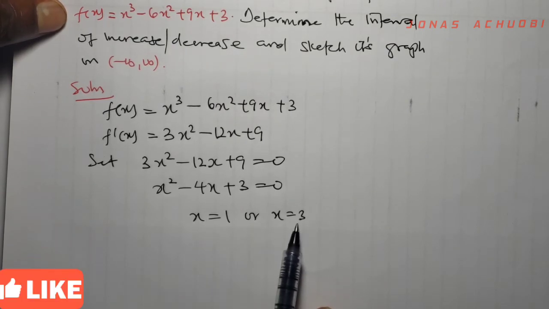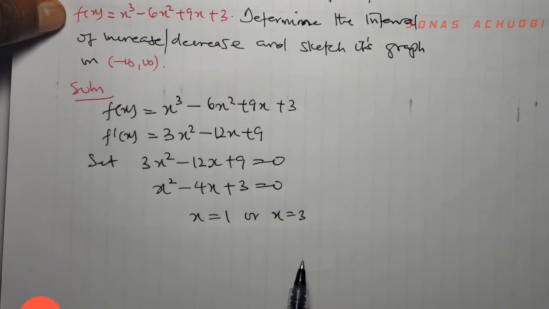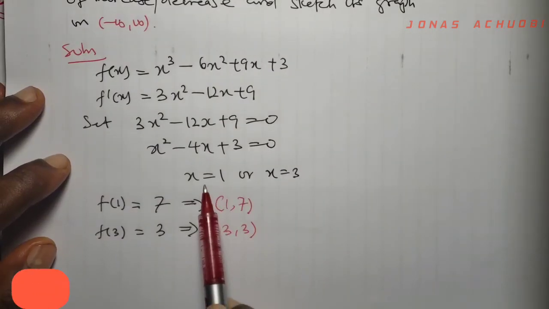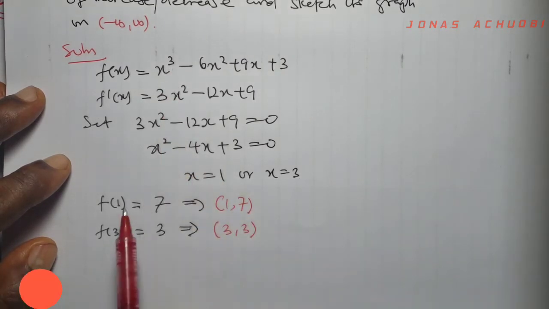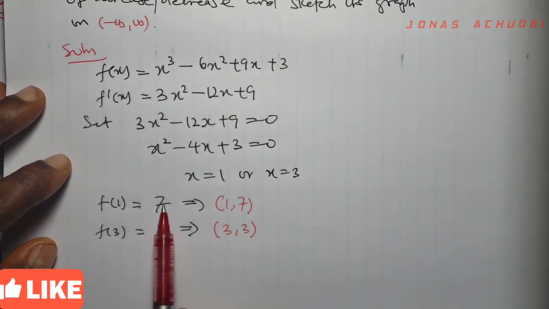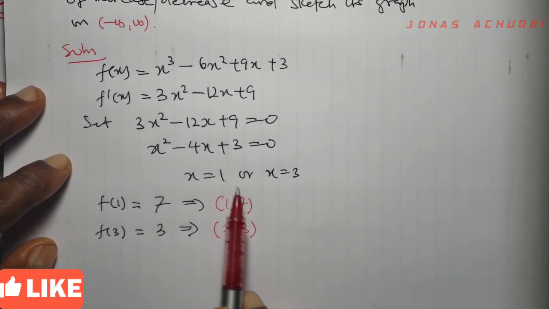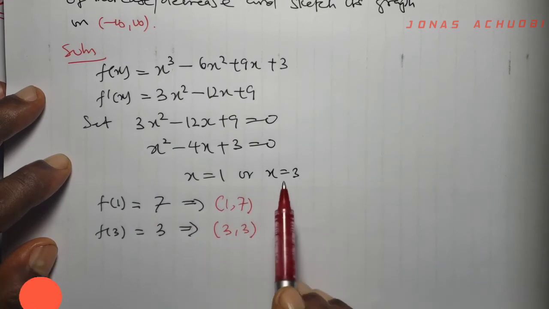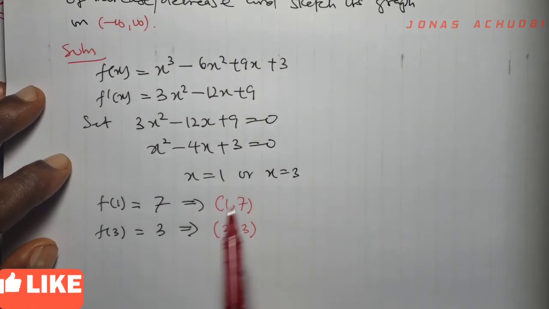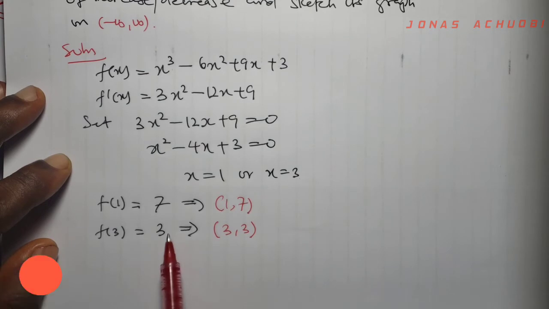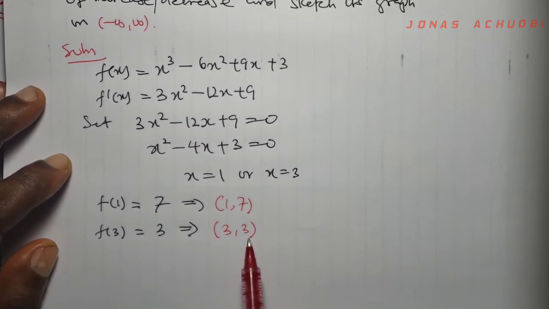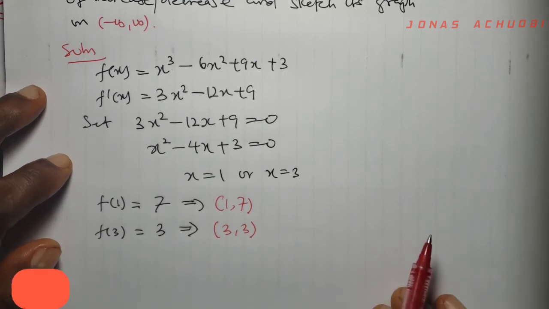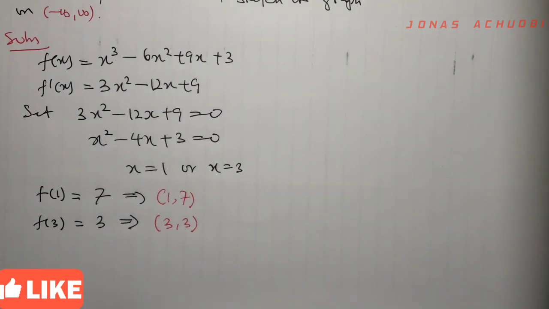With these critical values, we can now get our critical points as follows. For the critical point at x equal to 1, we substitute the value of 1 into the function. So f of 1 gives us 7. And that means that the critical point there is 1, 7, because x is 1 and the y value is 7. The critical point at x equal to 3 is f of 3, which gives us 3. So the critical point there is 3, 3. When we sketch the graph of this function, we shall see exactly how it looks.